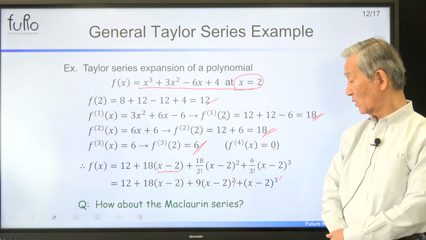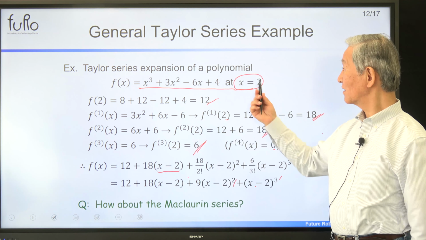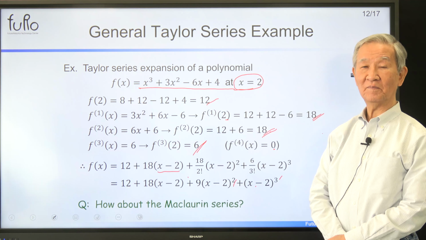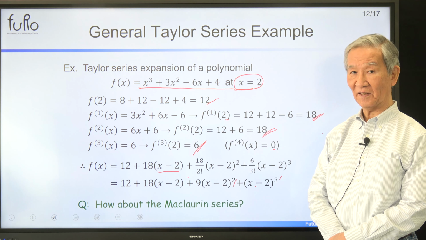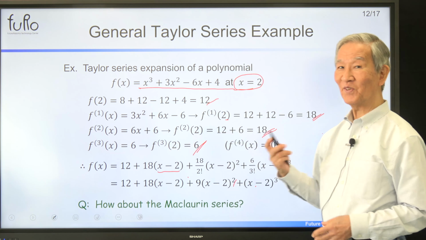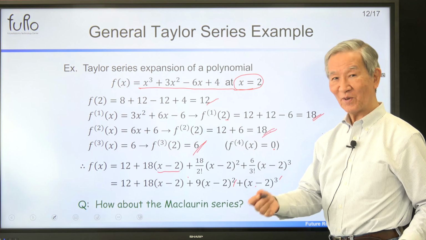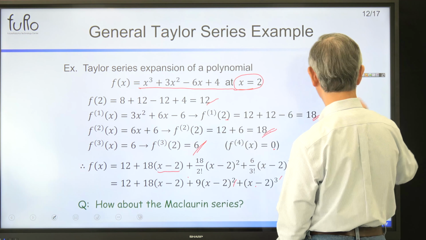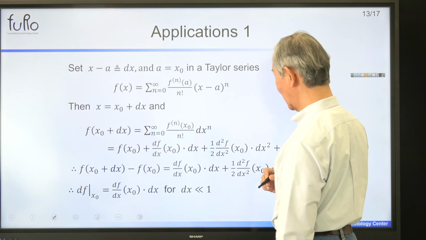And also, I recommend you to do this. How about the Maclaurin series? Expanding at x is equal to 0. What do you think you're going to get? Try that. It's very interesting. Well, you may already know the answer, but try it.